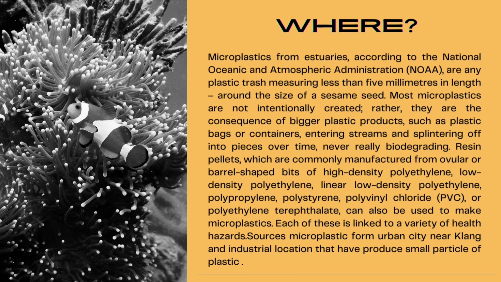Microplastics can also come in the form of resin pellets, which are typically made from ovular or barrel-shaped pieces of high-density polyethylene, low-density polyethylene, linear low-density polyethylene, polypropylene, polystyrene, polyvinyl chloride or polyethylene terephthalate. Each of these is associated with various health risks.